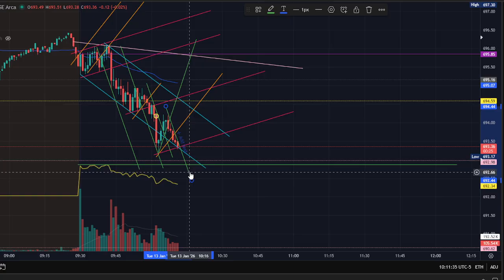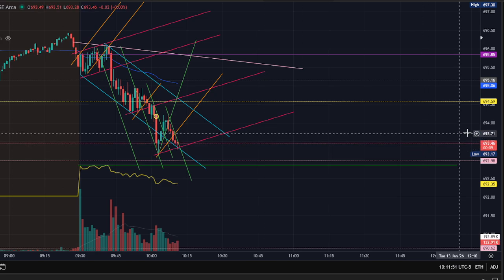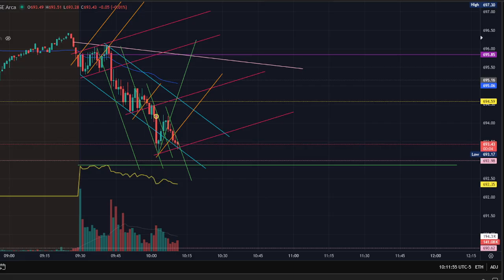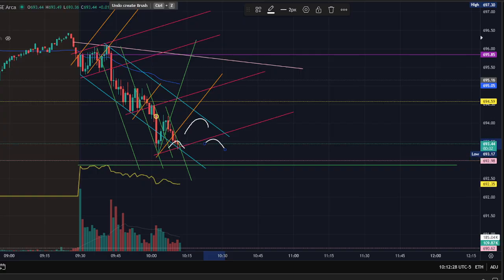Okay, the sellers are attempting. Watch the magenta. I'd still like to see this. Why? There's not much liquidity here.